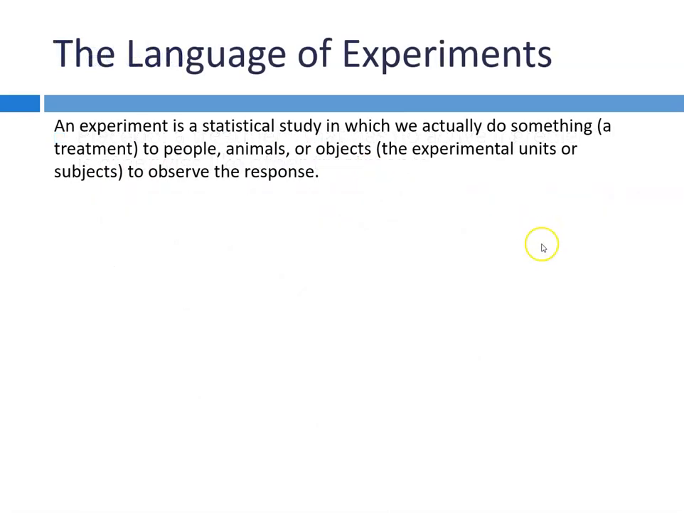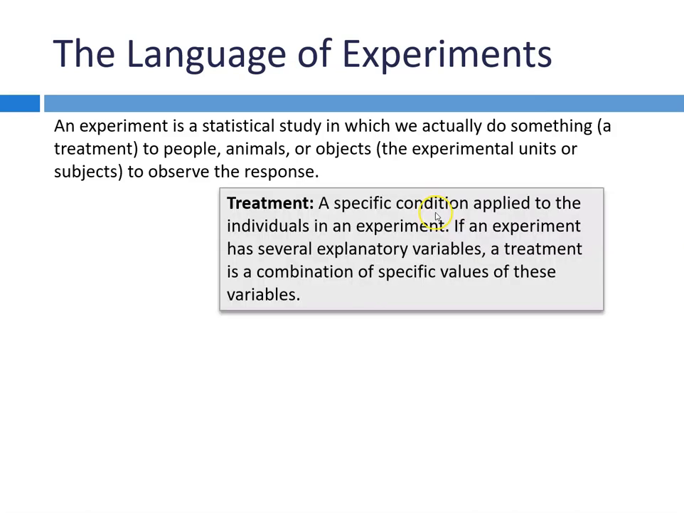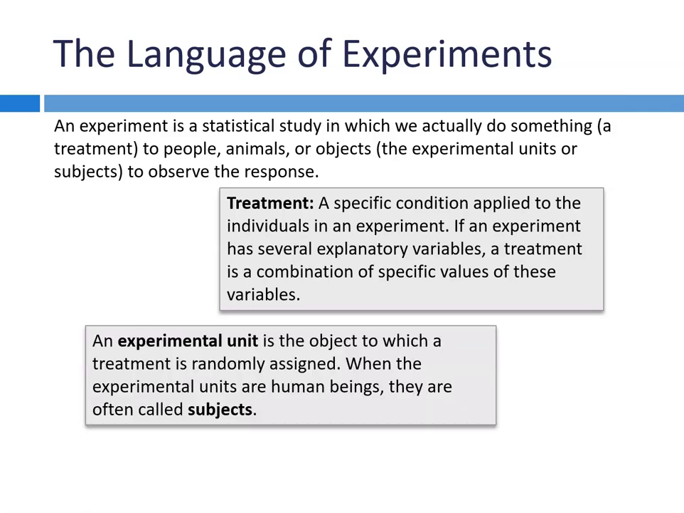An experiment is a statistical study in which we actually do something to the people, animals, or objects to observe the response. So what do I mean by treatment? A treatment is when a specific condition is applied to the individuals in an experiment. If our experiment has several explanatory variables, then the treatment is going to be a combination of specific values of these variables, and we'll do some examples.